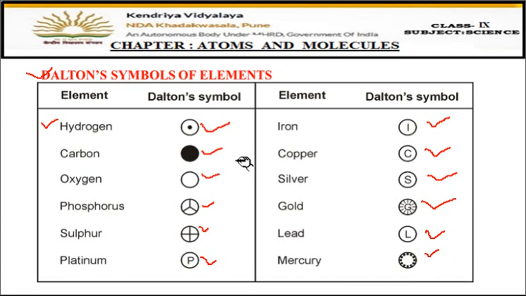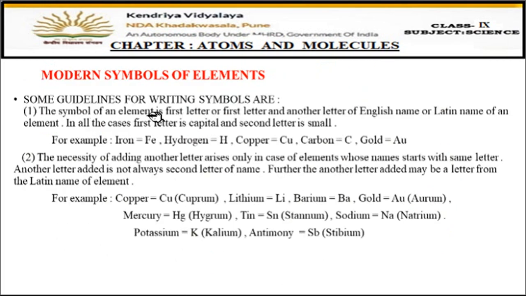Okay, so there is no need to learn this, only for your information, that nowadays we use some specific letters for symbolizing the elements. Like when we write H, this is the symbol of hydrogen. When we write O, this is the symbol for oxygen. But previously, different symbols were made for identifying the elements.